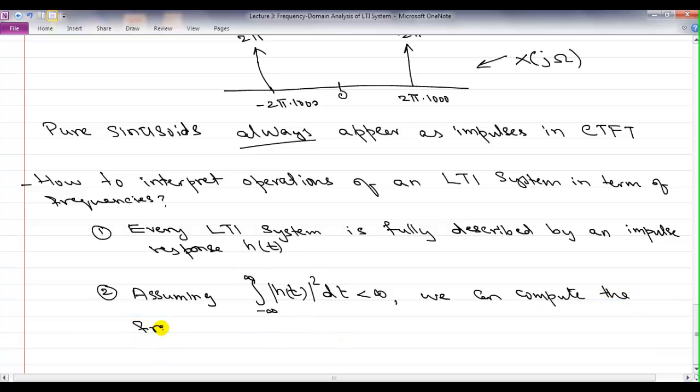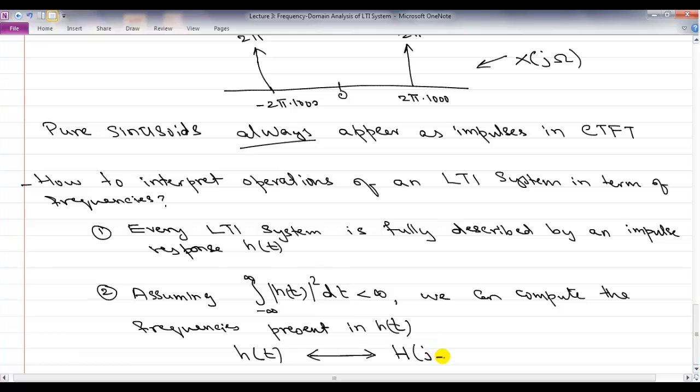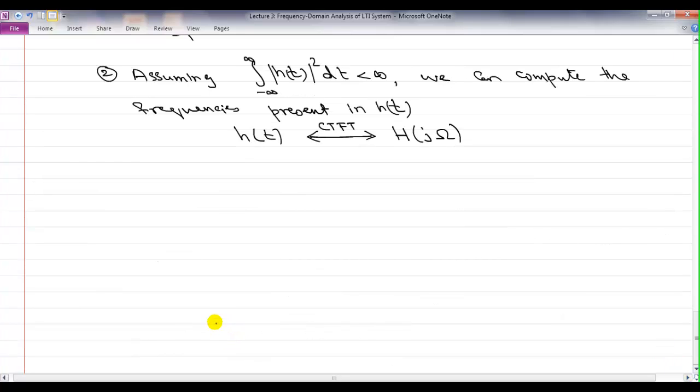We can compute the frequencies present in h of t, and we'll write that as h of j omega, the continuous time Fourier transform. Since every LTI system is associated with an impulse response, and that impulse response has some frequencies present in it, we can say every LTI system is associated with some frequencies.